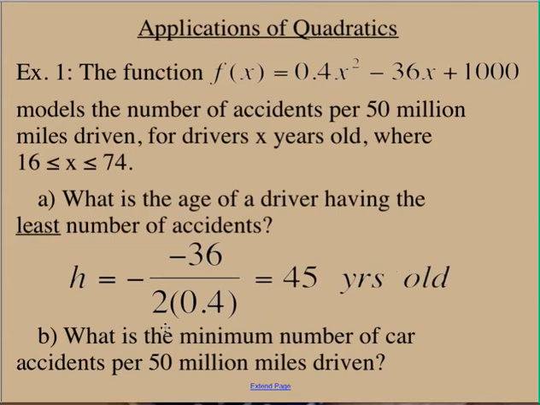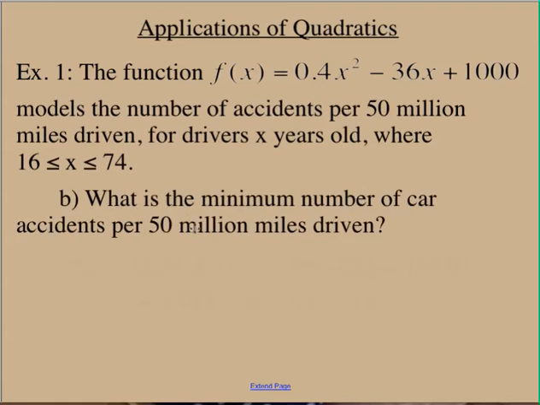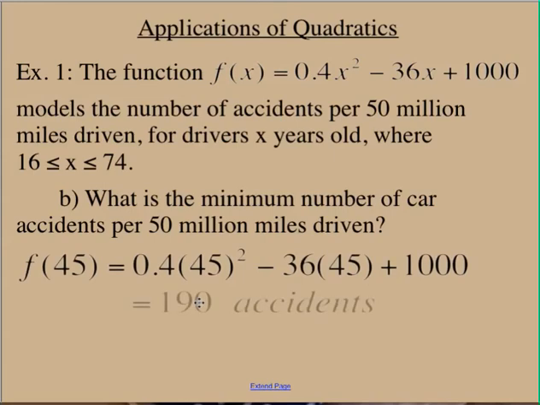Then it asks, what is the minimum number of car accidents per 50 million miles driven? Well, my 45 years of age was the x value of the vertex, and this part is asking for the y value of the vertex. So I'm going to plug the 45 years into my standard equation and solve for it. And when I simplify that, I get 190 accidents.